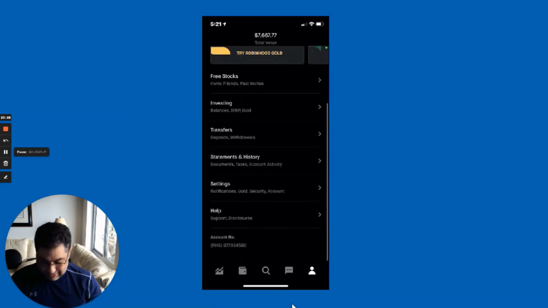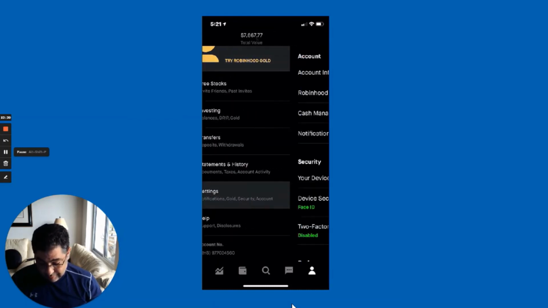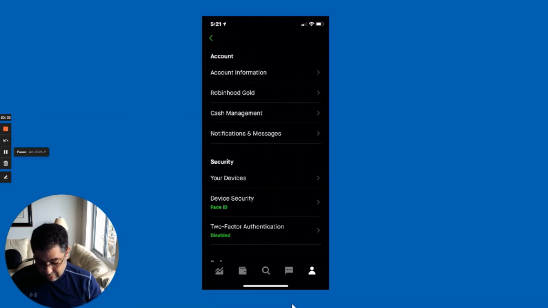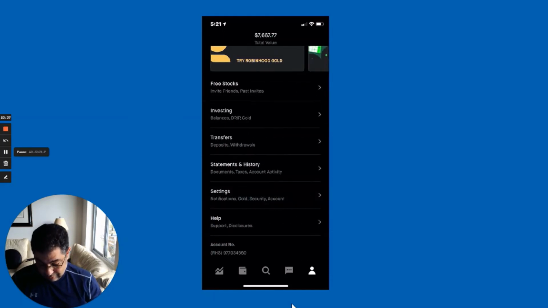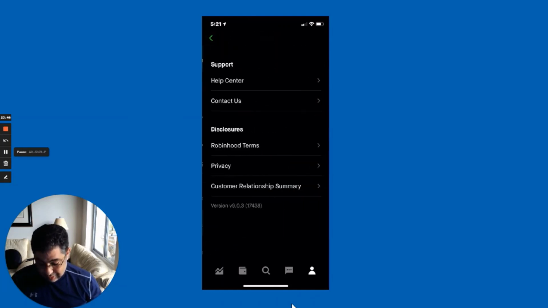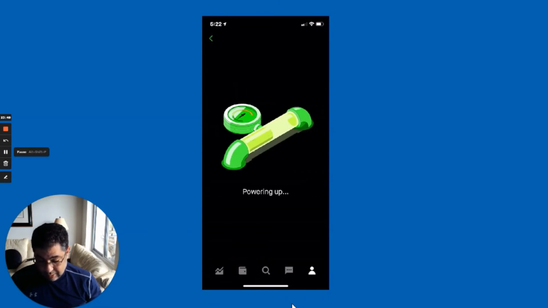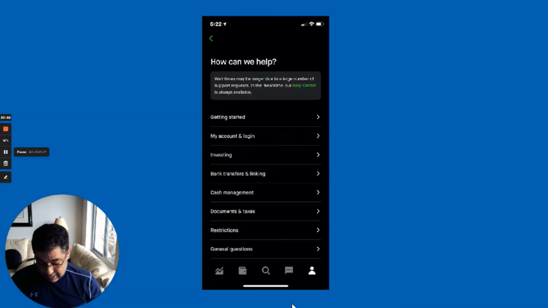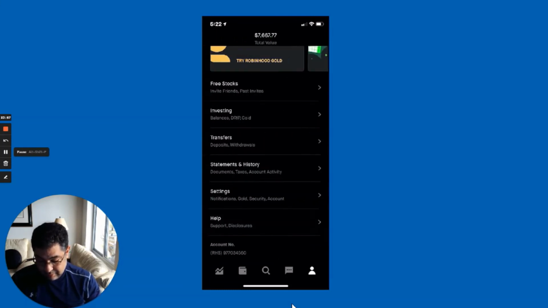Okay. Now in the settings, you can basically also put all sorts of information. Again, I don't want to open it because it has my information. Help, this is important. So when it comes to Robinhood, they don't have a phone number, but you can contact them with an email or a chat, and they usually get back to you relatively quickly. I would love to have the option also to call, but that's the way it is.